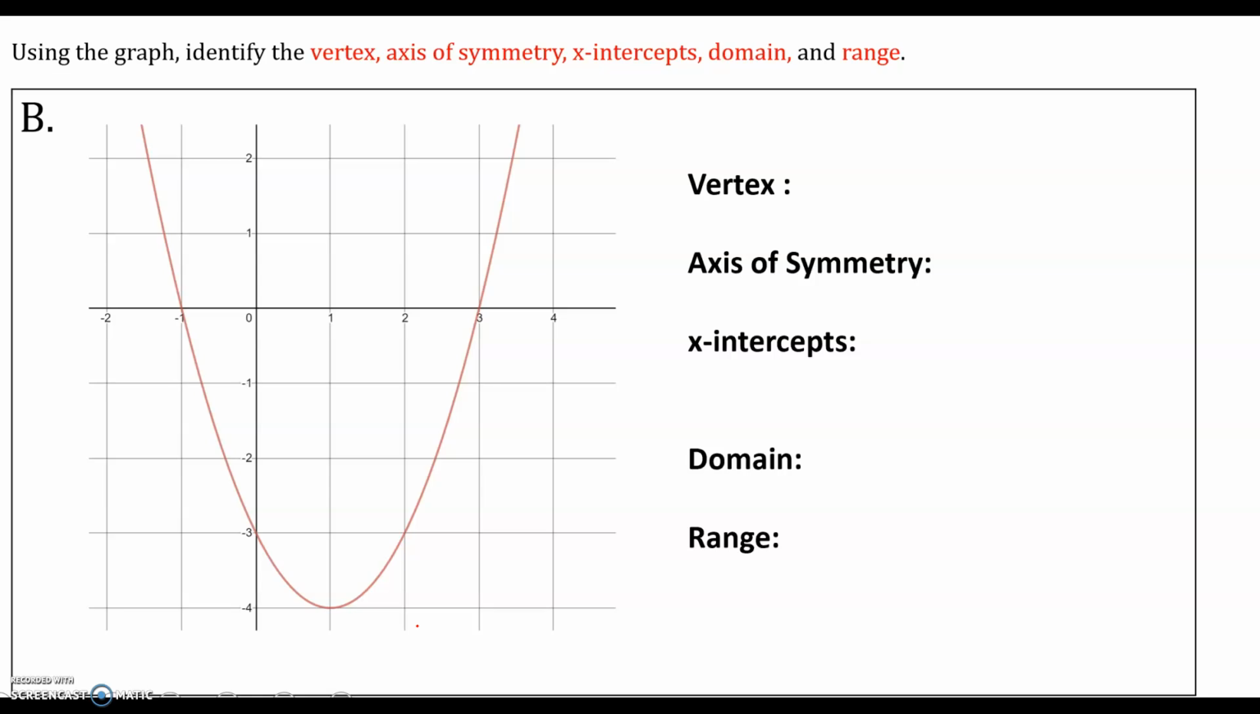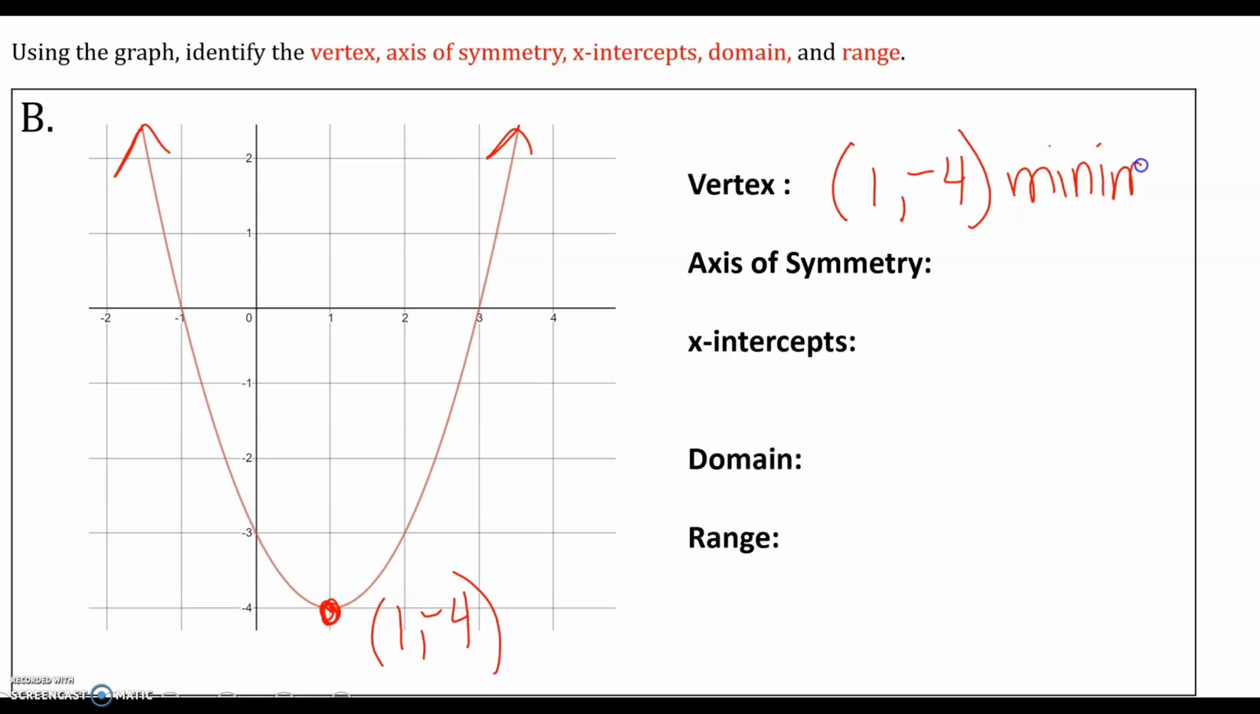Okay, so this one is a happy face parabola. So again, we're going to find all of these words over here. Let's find our vertex. That would be what? 1, -4. And this would actually be a minimum because it's the lowest point of your parabola. Your axis of symmetry is going to go through your vertex, and it's your x equals, and the x value of your vertex is 1, so x equals 1.